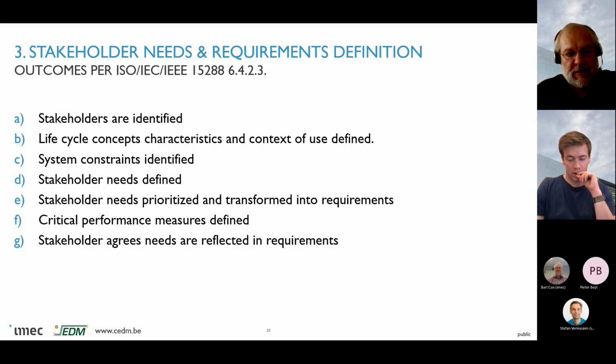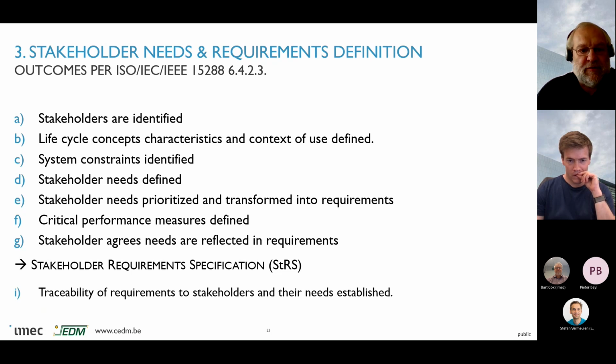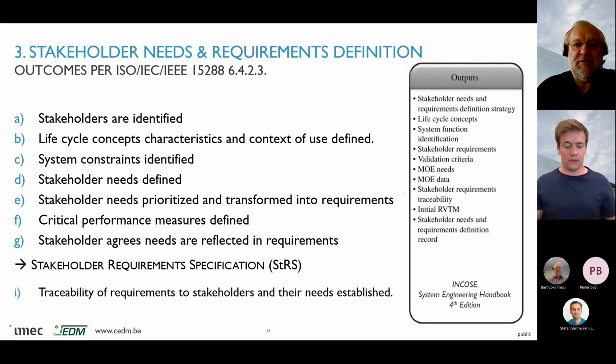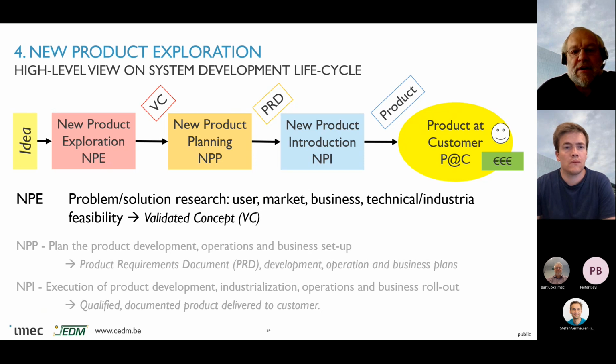And obviously the stakeholder is in agreement that the needs are reflected in the requirements. And all this is then put together in a stakeholder requirements specification. And as usual, we have all the management done for it. And for completion, I give you the list according to the handbook of the outputs of the stakeholder needs and requirements definition process.